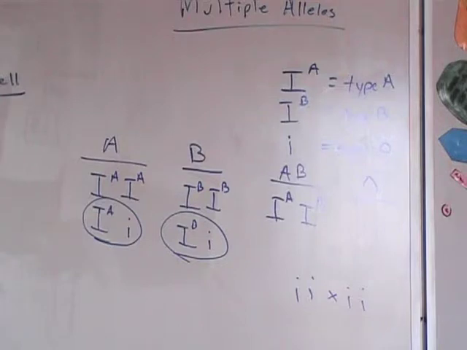I^A little i. What about I^A little i? See, this range goes up, the chance of type A, and this range goes up, the chance of type B. See, there's genes. I have no idea how to put that.